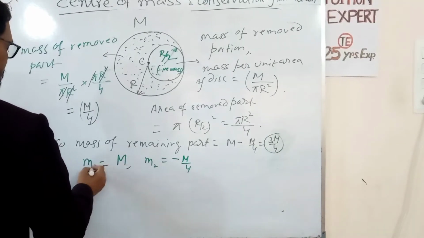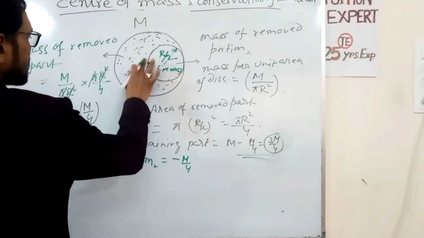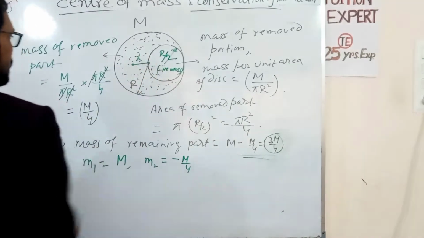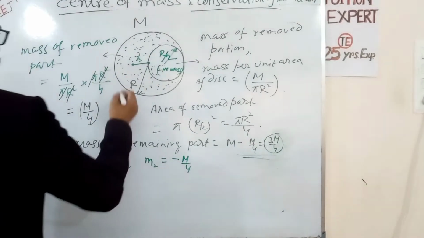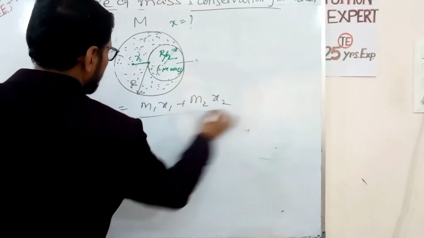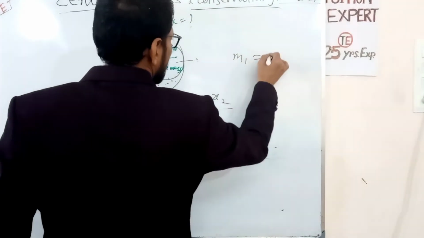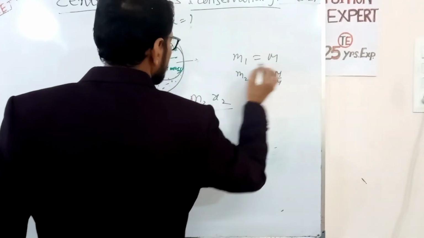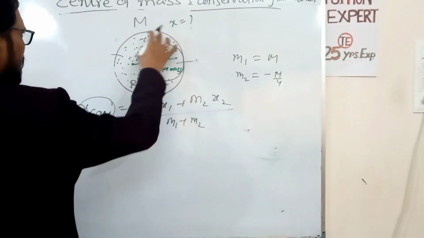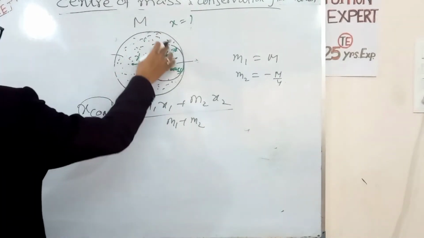What is the center of mass of the two parts? We don't know the center of mass of the remaining part. Suppose the center of mass of the remaining part is at x in the x direction from the center. Here we have to find x. We know x com equals m1 x1 plus m2 x2 by m1 plus m2. If the whole mass is m and m2 equals minus m by 4, then we can find the center of mass of the remaining part, because the whole mass is positive and the negative part makes this part empty. So this forms the remaining part.